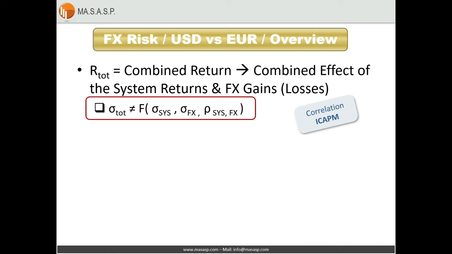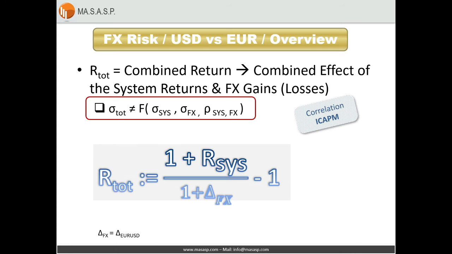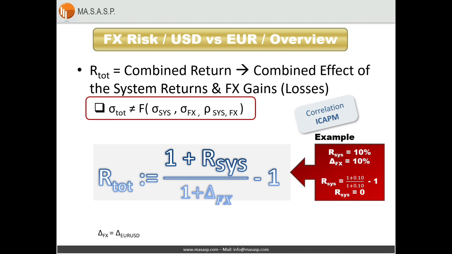So, the combined return is estimated according to this formula, where the system return and the Forex gains and losses are respectively at the numerator and at the denominator. As an example, if you have a system return of 10% and the euro appreciates over the US dollar by a 10% factor, you wind up having no profit at all, thus a combined return of 0. This intuitive observation fully complies with our formula.